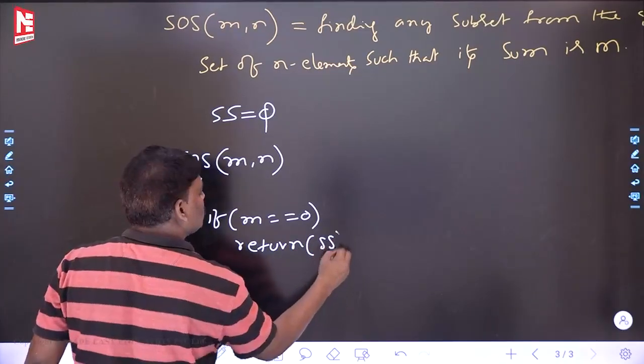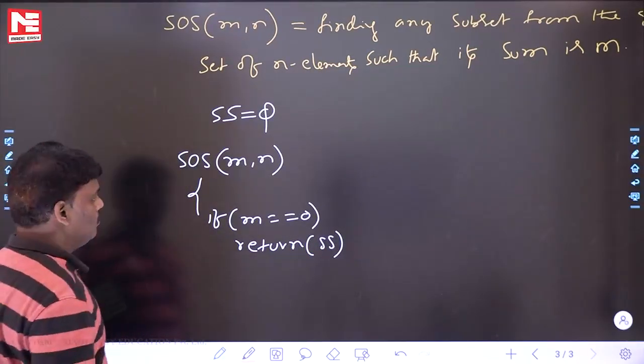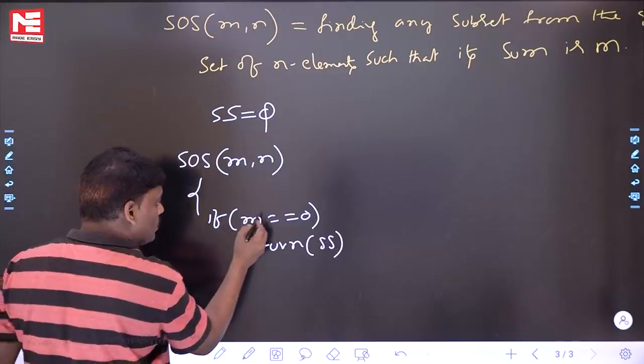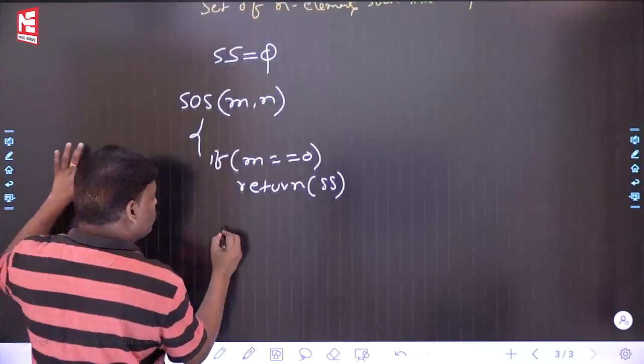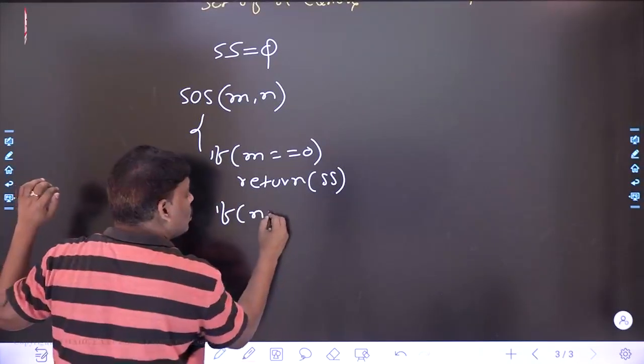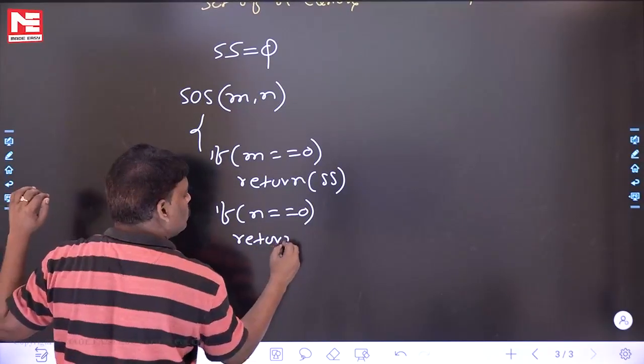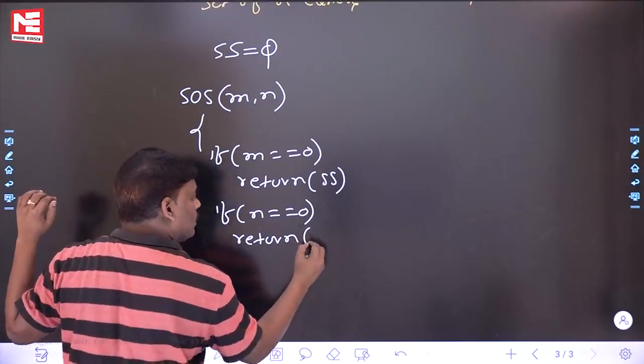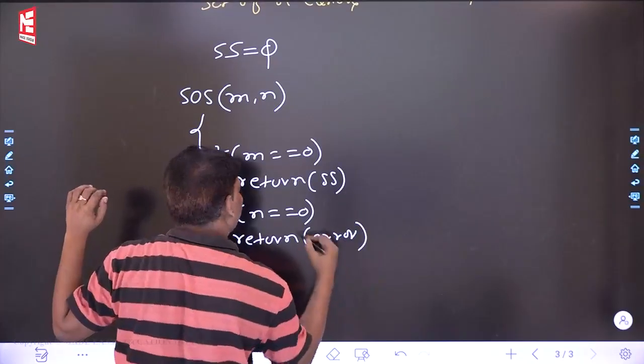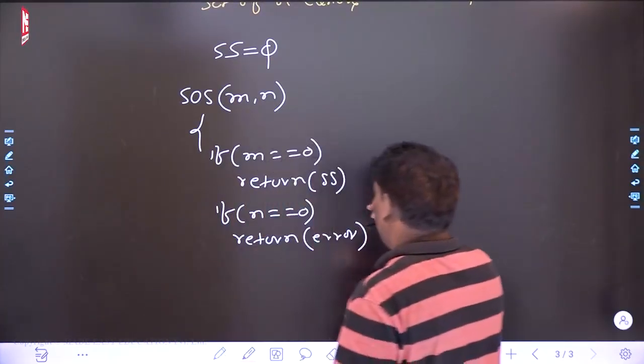Return SS. SS is initially pi. That is the answer. Assume that m is 0. This is the case. Suppose m is not 0 but n is 0, then what is the answer? Return -1, or return an error saying that it is not possible. Right? This is the termination.